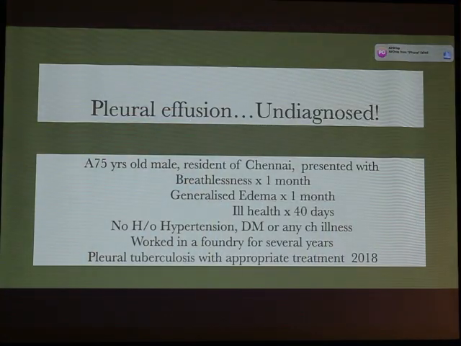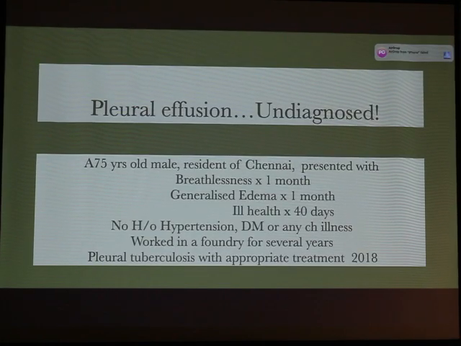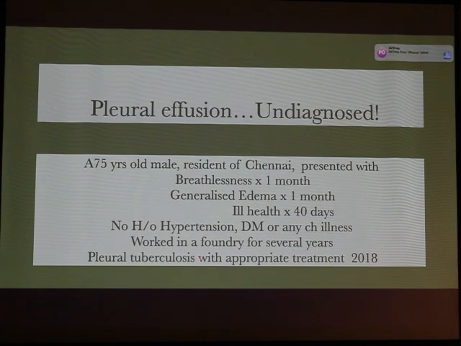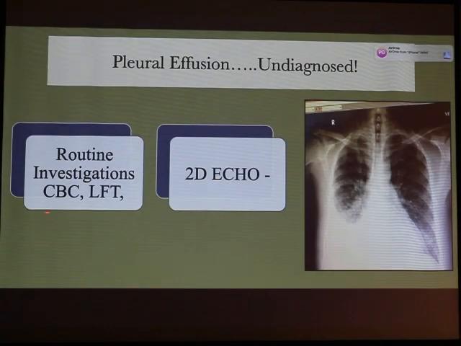This is a case of pleural effusion which was undiagnosed. A 75-year-old male, from Chennai, with breathlessness for 1 month, edema for 1 month, ill health for almost 1.5 months. And he had worked in a foundry for several years. He had pleural tuberculosis in 2018, which was fully treated. Routine investigations were normal, echo was normal, and this was the X-ray. So all of you will agree with me that he has a right-sided pleural effusion. So what should be our next step?